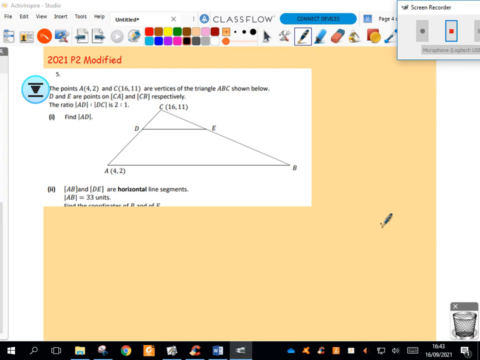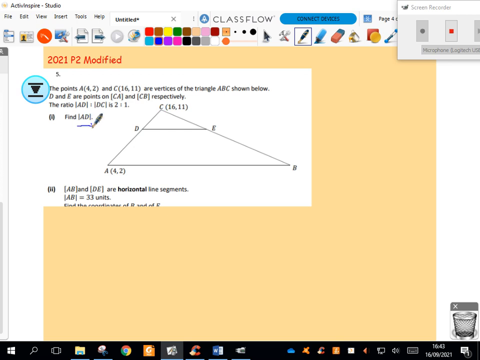Okay, I'm just going to have a look at the fifth question from Thursday's class, which is this. Points A (4, 2) and C (16, 11) are vertices of the triangle ABC. D and E are points on the line segments CA and CB, respectively. The ratio of AD to DC is 2:1. Find the distance from A to D.